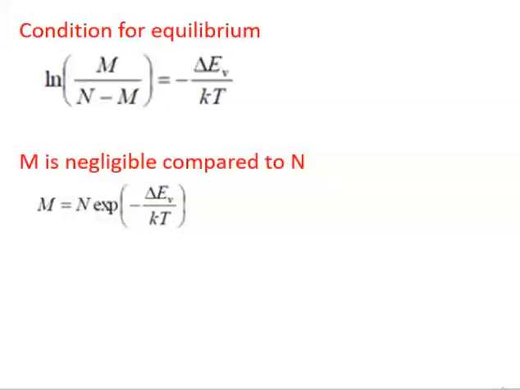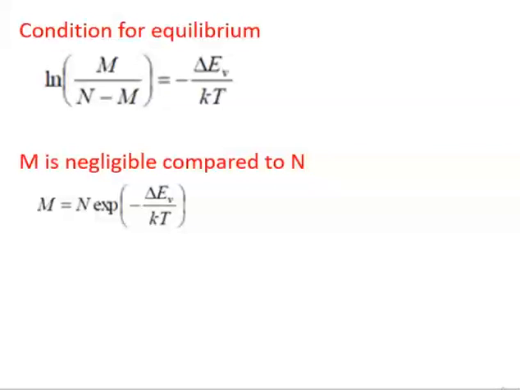So from here, we can also find the expression for m if we consider what we call the condition for equilibrium. The condition for equilibrium is given by ln of m all over n minus m, which is equal to minus delta EV all over KT, where m is the number of vacancies and n is the number of sites per unit volume, as we have seen previously. And E, we have seen, is the free energy for number of vacancies V, K is Boltzmann's constant, and T is the absolute temperature in Kelvin.